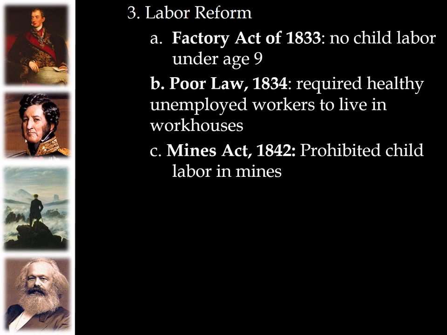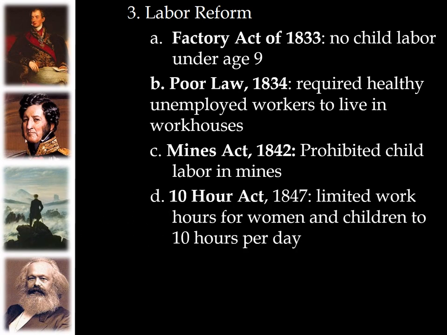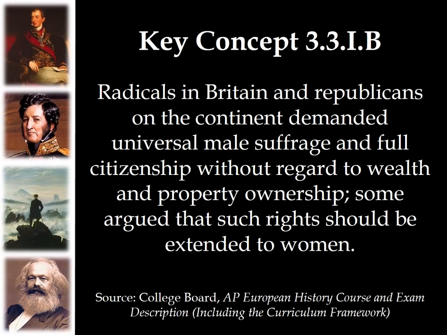The Mines Act of 1842 prohibited child labor in mines altogether. Children were put to work in mines because they were small and they could crawl into the small nooks and crannies. But ultimately, many of them were dying as a result of breathing in the coal mine dust, or cave-ins. So, prohibiting child labor in mines. The 10-Hour Act of 1847 was also passed by the Whig majority and limited work hours for women and children to only 10 hours a day rather than 16. So these were all seen as big reform acts under the Whig Party during the 1830s and 40s. Key concept.